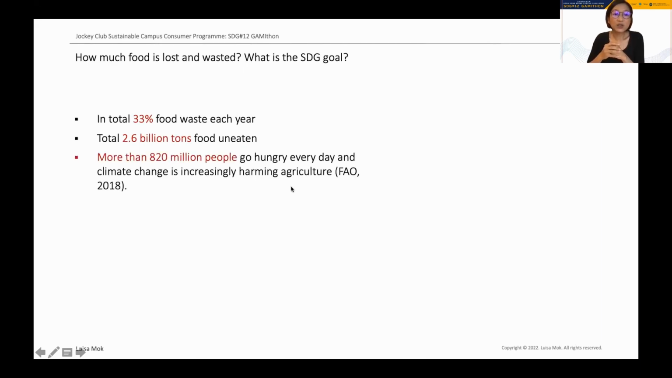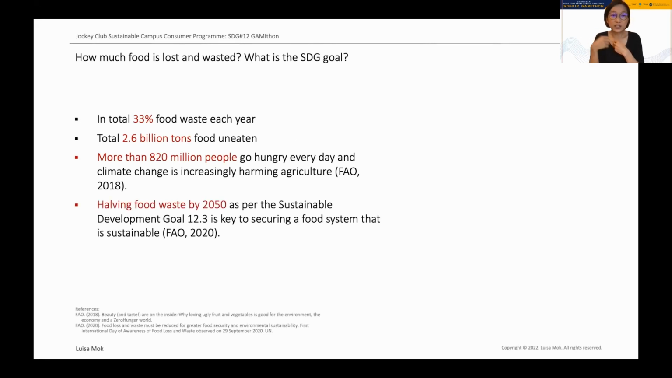However, there are 820 million people who go hungry every day. So imagine in Hong Kong, we have about 7.5 million people. And then you can imagine how many people will go hungry every day because we are wasting food that should feed their tummies. And then the SDG goal is to halve the food wasted by 2050. So see if you can contribute to this goal.